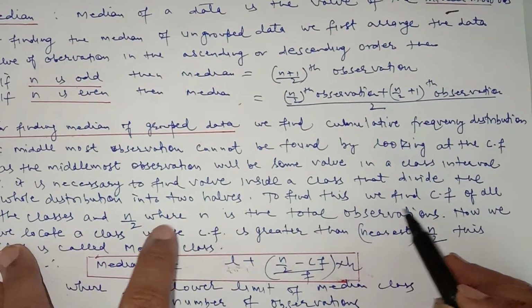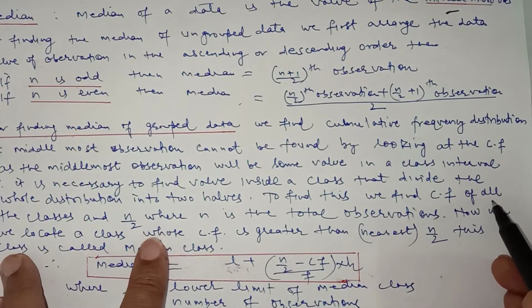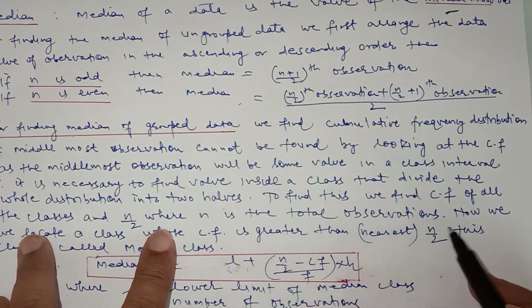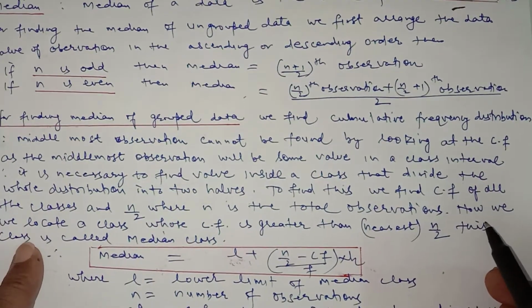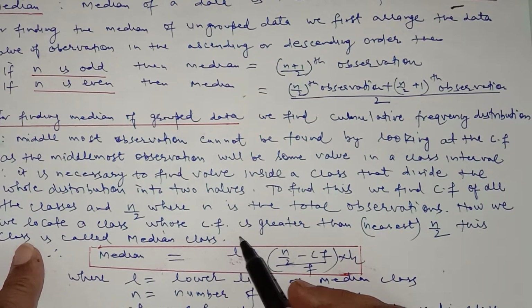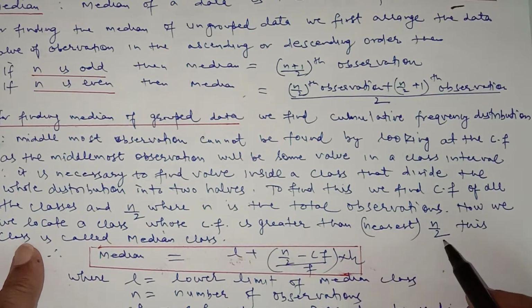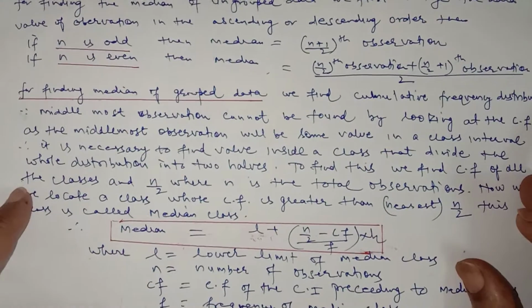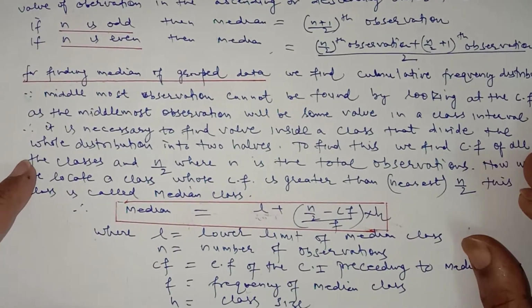So to find this, we find the cumulative frequency of all the classes and n by 2, where n is the total number of observations. Now we locate the class where the cumulative frequency is greater than and nearest to n by 2. This is called the median class. You will be able to understand this when we do the question.